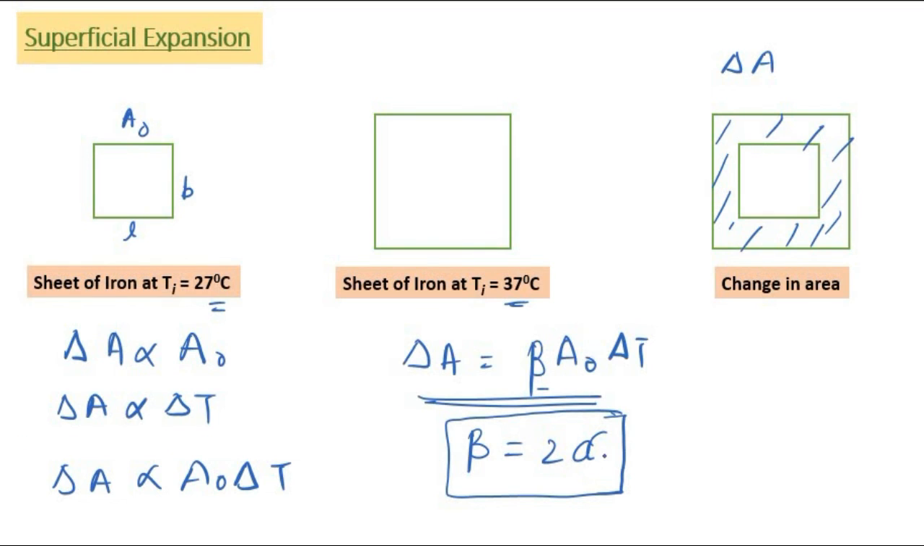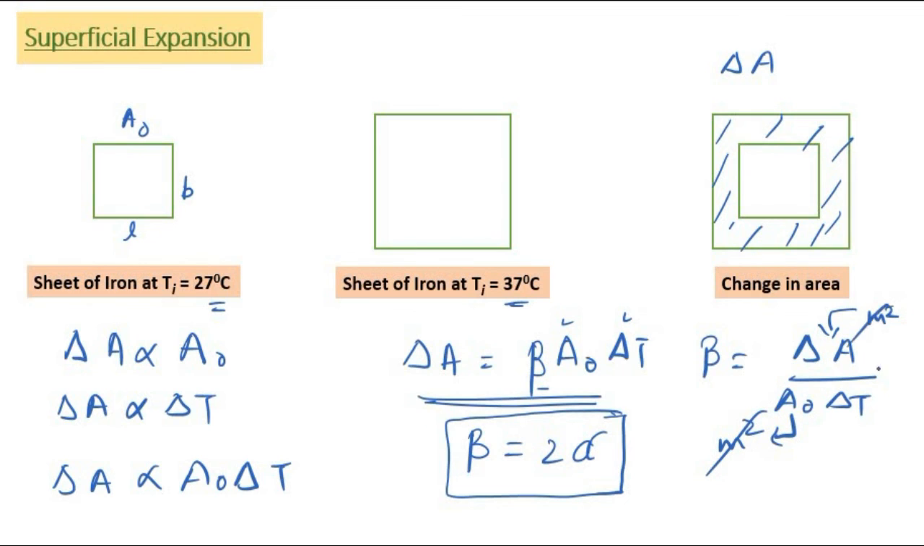So if you are given the value of alpha, you can just double it up, you will get the value of beta, and beta is equal to delta A upon, because these two are in multiplication, they will go down here in division, A0 into delta T. The unit of delta A is meter square, unit of A0 is again meter square, so getting cancelled. Again 1 upon Kelvin is the SI unit, so Kelvin raised to -1 is the unit of beta, correct.